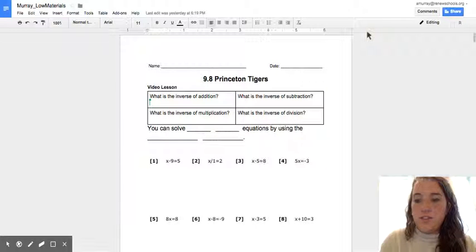Hey Princeton Tigers, so today we're going to continue reviewing solving one-step equations using inverse operations.